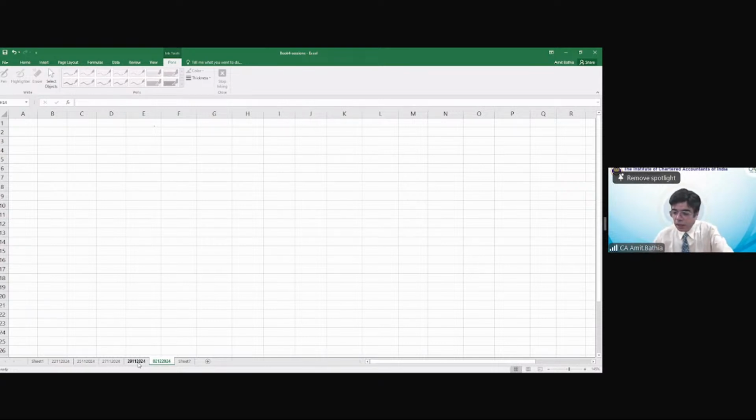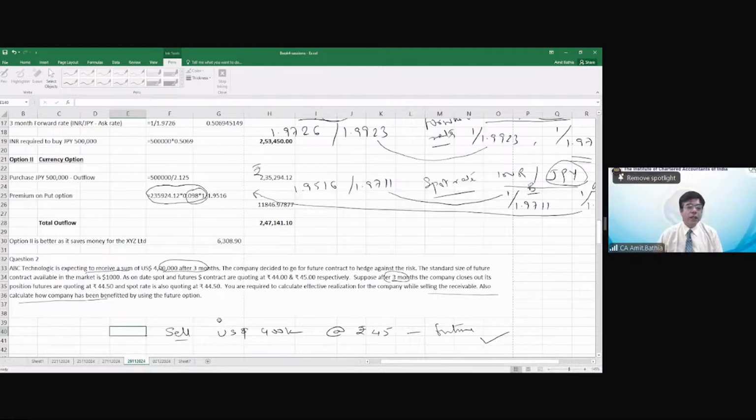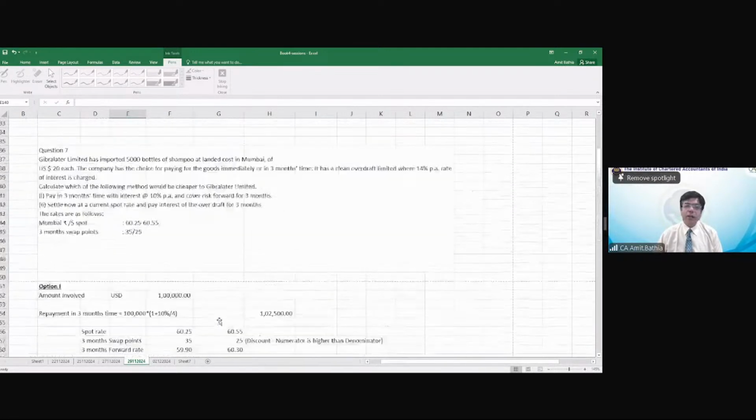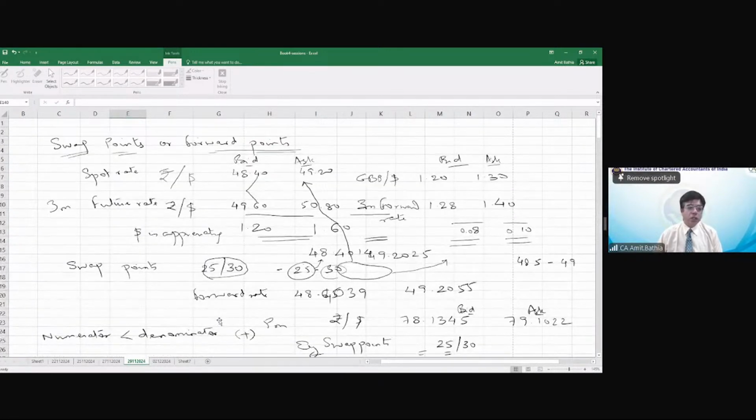I am CA Amit Bhatia, and we are here to discuss the module of foreign exposure and risk management. In the previous session, which was taken on 29th November, we had basically started with the concept of swap points or forward points. Swap points are generally mentioned just like your bid or ask rates. You are given them with a hyphen. However, sometimes they are given as numerator upon denominator.